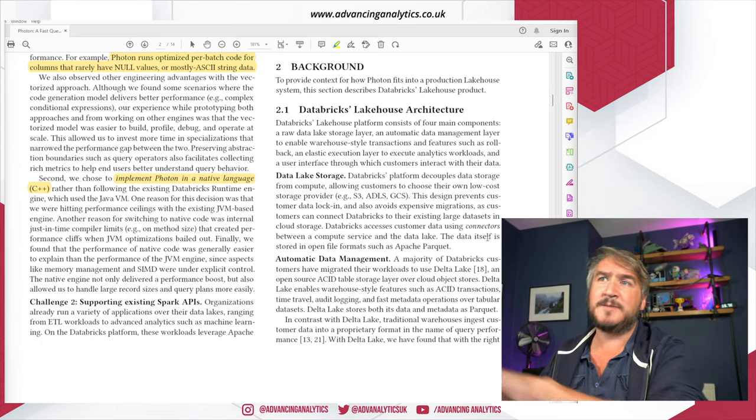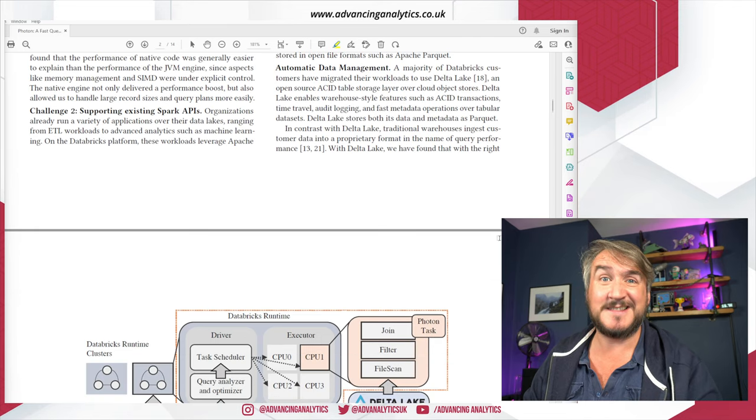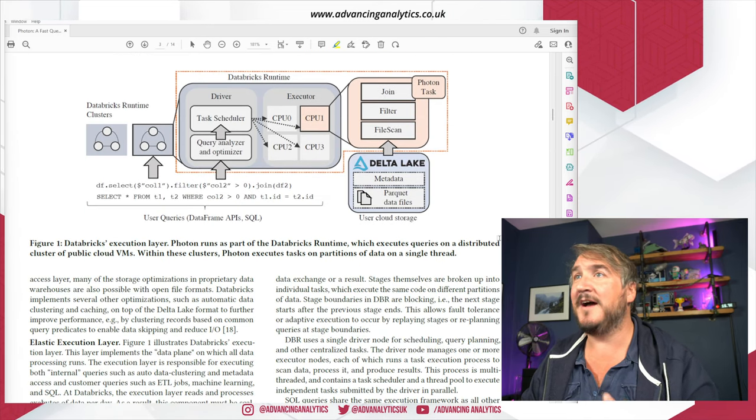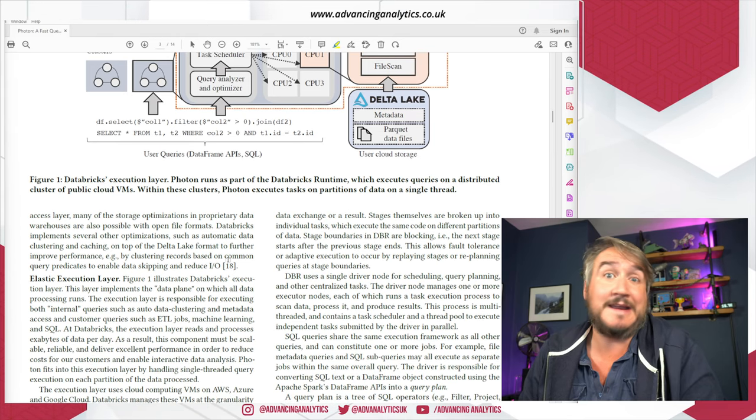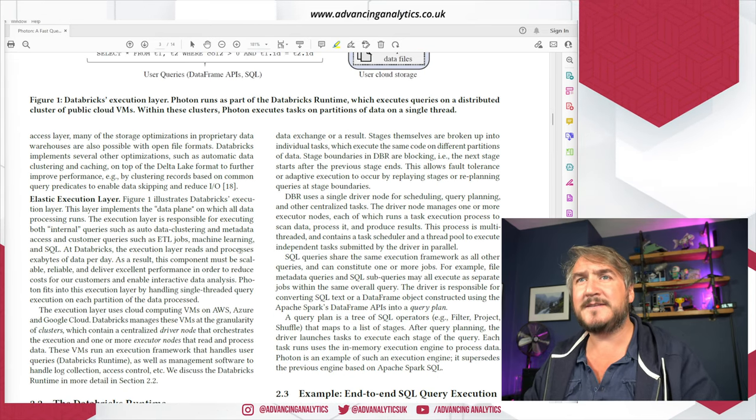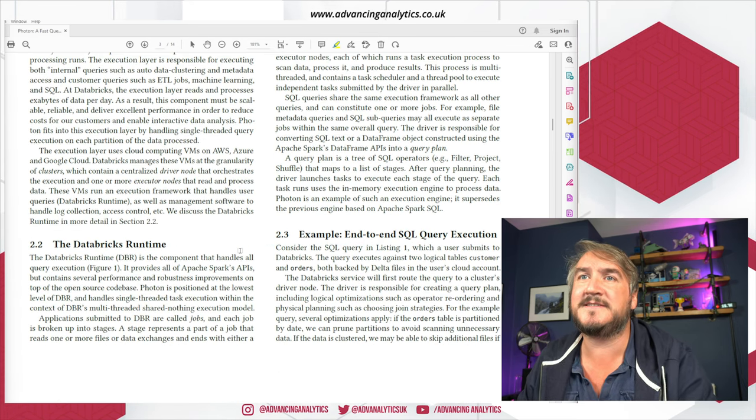Okay, then there's a bit of background, and that's doing things like explaining that you've got data lake store, explaining the fact that you've got a Delta Lake, explaining you're trying to build a lakehouse itself. And that's all fine. That's kind of good context.